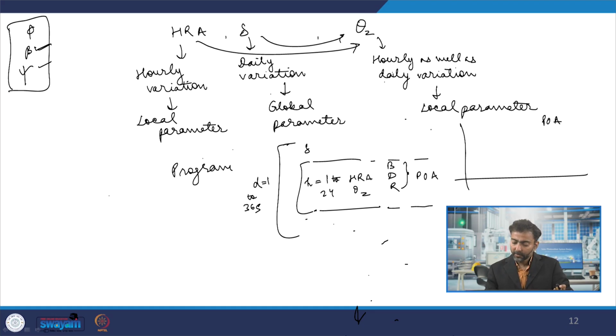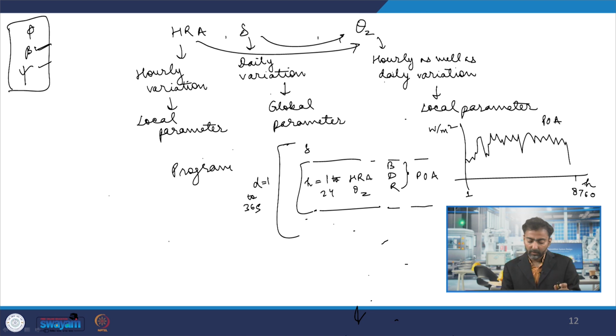I can have the POA radiation on the y axis in watt per meter square, and the R here going from R number 1 to R number 8760 in the entire year, and there will be some fluctuation, some sort of graph you will get, depending upon the calculation.